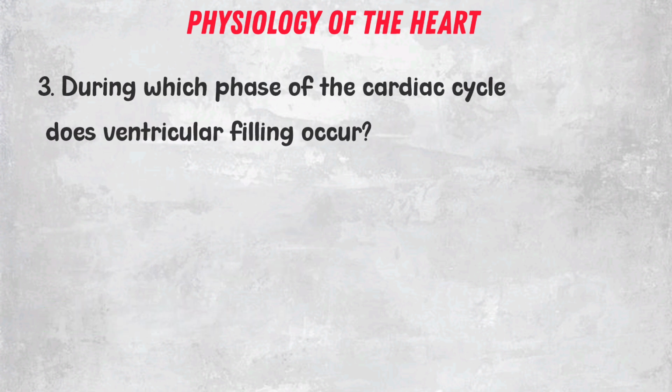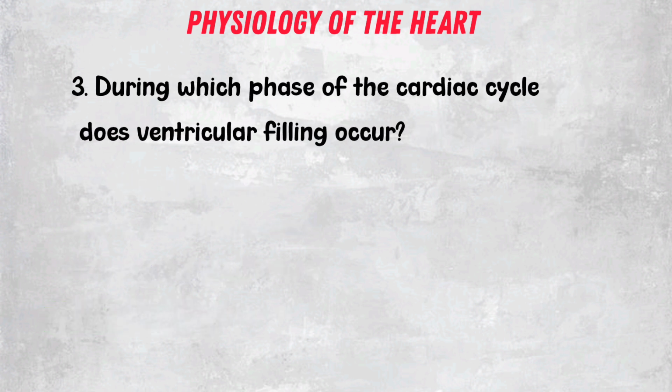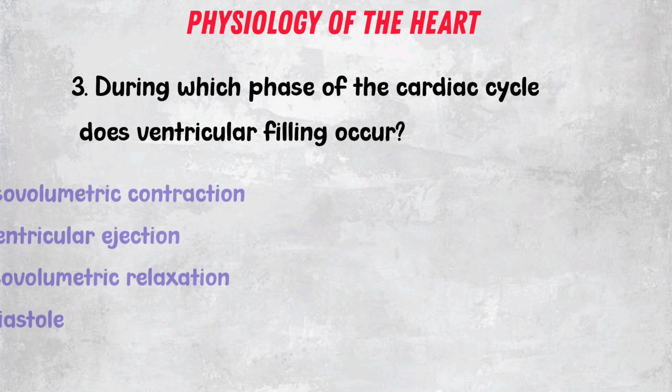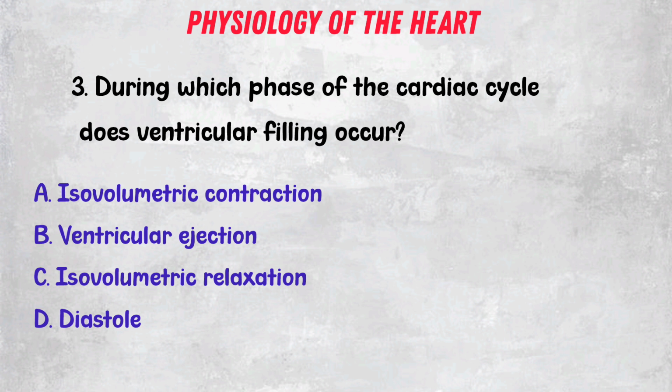Question number 3. During which phase of the cardiac cycle does ventricular filling occur? We have A, isovolumetric contraction, B, ventricular ejection, C, isovolumetric relaxation, and D, diastole. The answer here is D, diastole, because ventricular filling occurs during diastole when the ventricles are relaxed and the AV valves are also open. Question number 4.